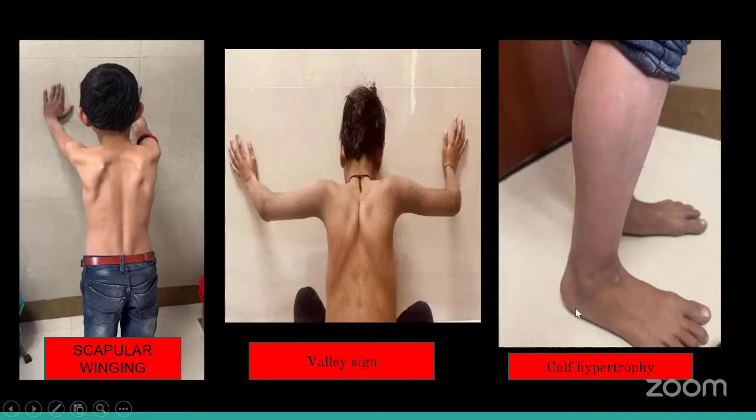Everybody must have seen calf hypertrophy, but you should understand that DMD is not the only condition where you find calf hypertrophy. There are a lot of conditions, some even SMA type 3, Pompe's disease, and even a child who has diplegic CP, when they walk on toes, will also develop calf hypertrophy, and there are other causes also.